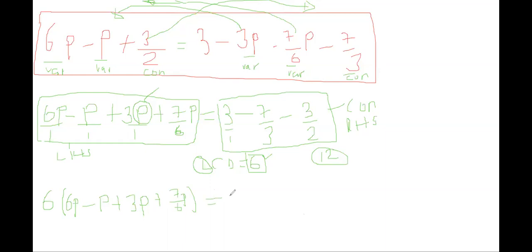And it equals to, then we take 6 also and multiply it by the total. What is here total? This will be 3 minus 7 over 3 minus 3 over 2. So we have this.